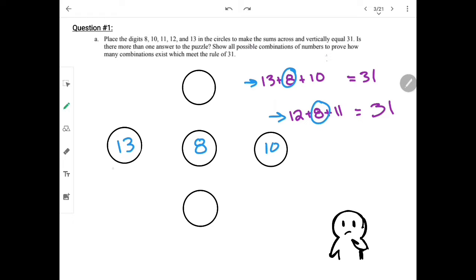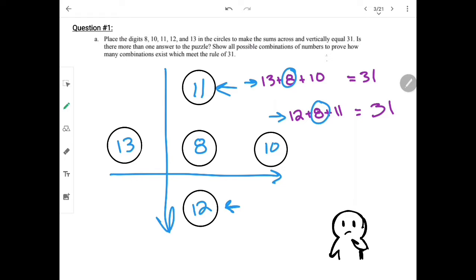Since we already have our equation going horizontally complete, we can go ahead and fill in these two circles or bubbles right here. So we can put a 12 right here, and an 11 right here. Let's say I don't want it to look like that. Let's say I want to put it in differently. You can put an 11 right here, 12 right here. It's totally up to you, as long as all of these numbers right here are equivalent to 31 and all of the numbers going horizontally are also equivalent to 31.